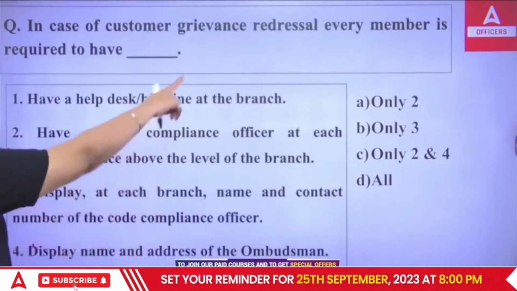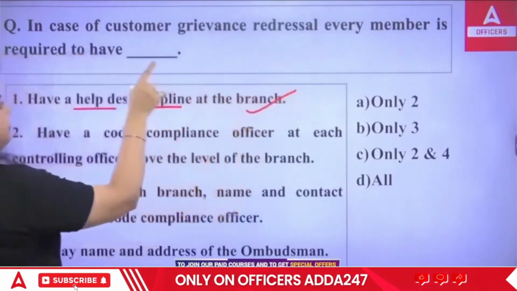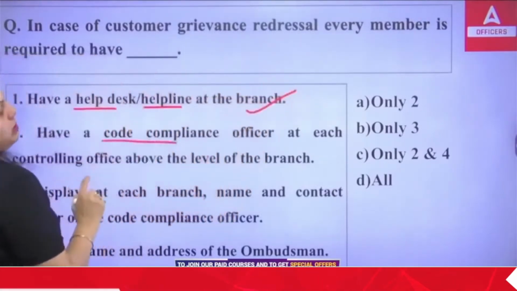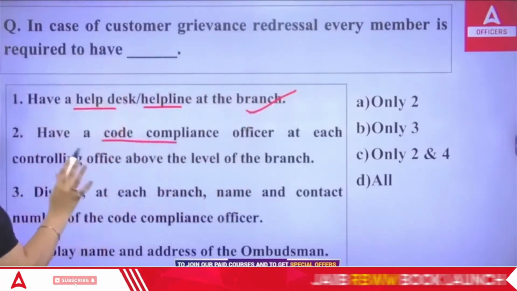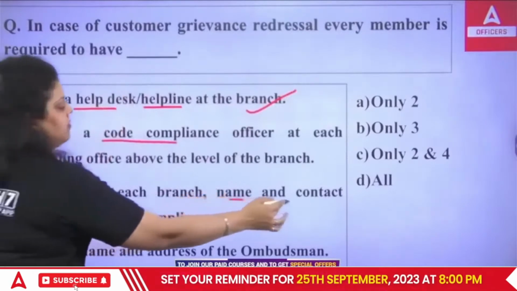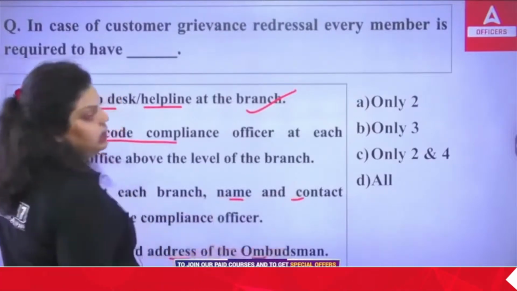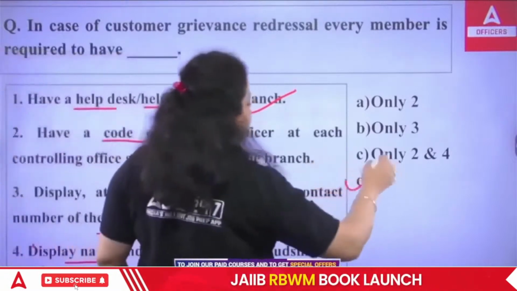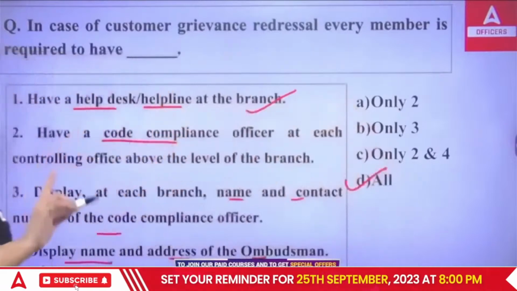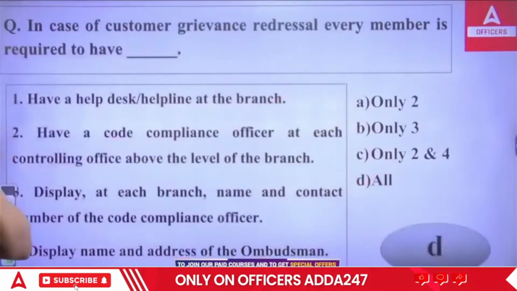So obviously every member has to have a help desk and helpline number at the branch. Every member has to have a code compliance officer at each controlling office that is above the branch level. Every member has to display at each branch the name and contact number of the code compliance officer. Every member has to display the name and address of the ombudsman in their branch. The right answer is all. All of these have to be there with the members when they are providing grievance redressal to the customer. Okay, so the right answer is D.